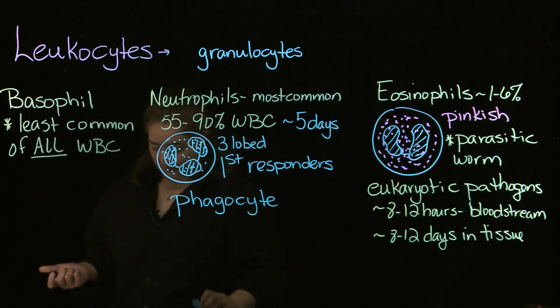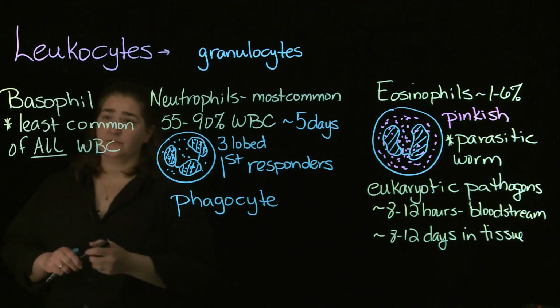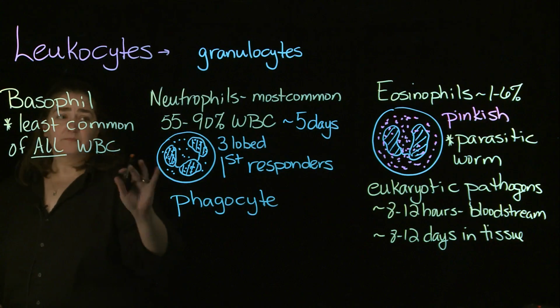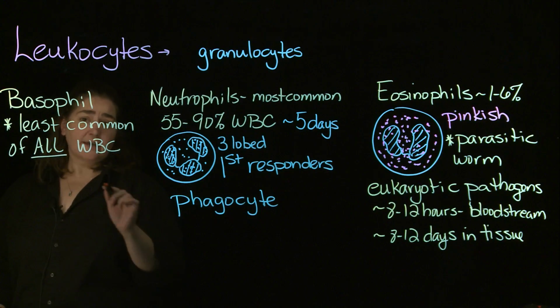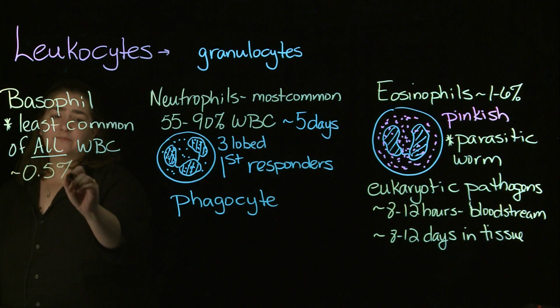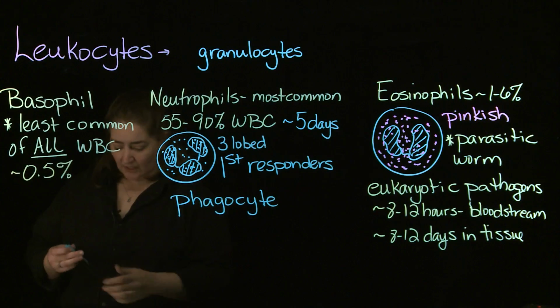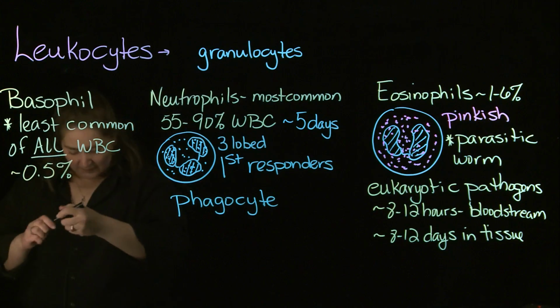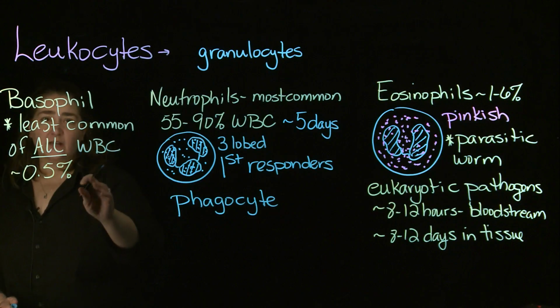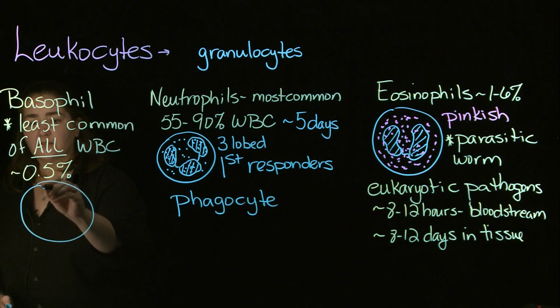So it's really rare to see these if you're looking at a slide of blood cells. It's approximately 0.5% of all of your white blood cells. Excuse me. And in terms of the basophils, they're going to be very different as far as their appearance.